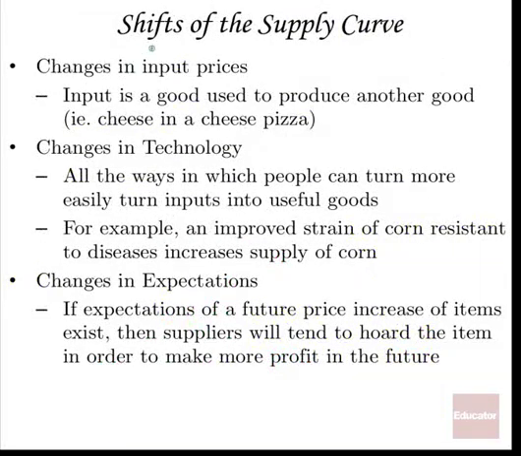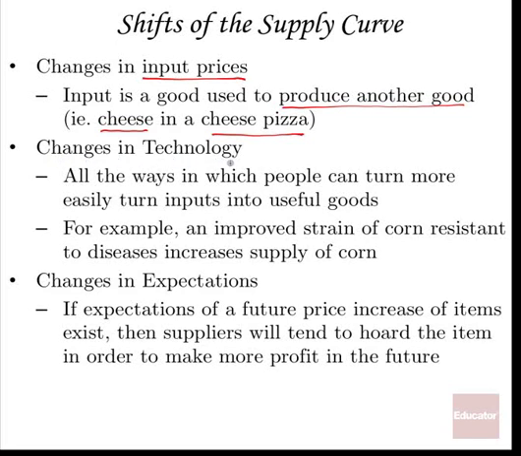So let's take a look at shifts of the supply curve. What would cause the supply curve to shift? One reason would be a change in input prices. And what is an input? An input is a good used to produce another good. For example, cheese in a cheese pizza is an input. So if the price of cheese increased, that would decrease the supply.